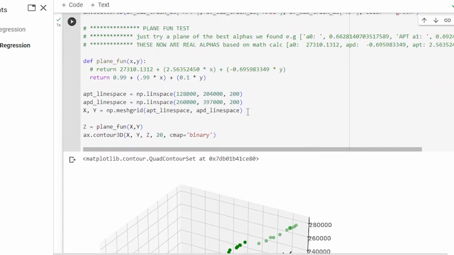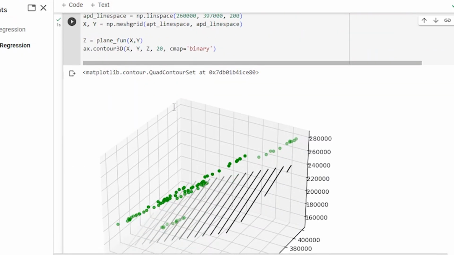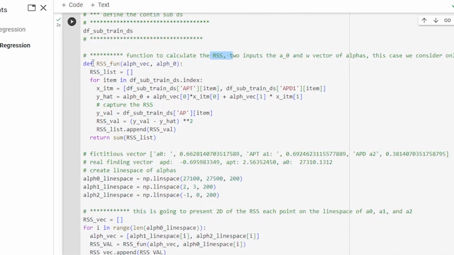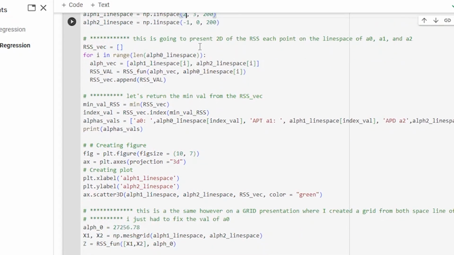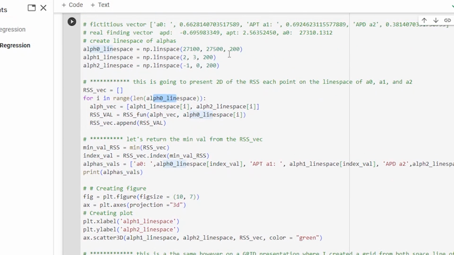So what can we do? This is the point. We're going to minimize the RSS. Here we're going to calculate through this function called the RSS function. From this line space, we're going to present 2D of the RSS. So we're going to draw that parabola, then the hyperbola. Let's just start with the parabola. Basically I took the RSS vector, and then I created a range in the alpha 0. So we're going to have 200 values of different alpha 0.